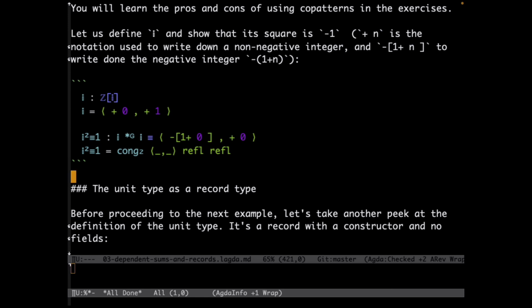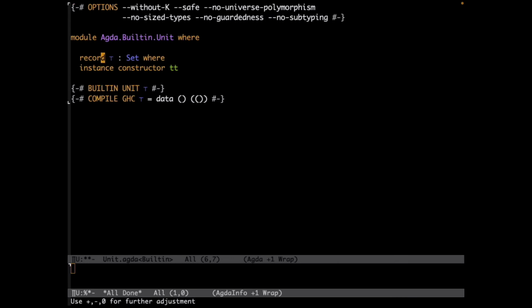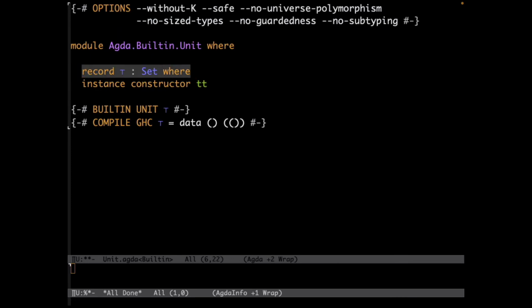Let's look now at the definition of the unit type as a record type. This is defined in data unit, and it's defined like this. It says it's a record type, and it doesn't have any fields. It only has a constructor, which is called TT. So this is an empty tuple. And the way you construct it is you say TT. In some programming languages, it would probably be just open curly braces, closed curly braces, or something like that. So it's an empty tuple.